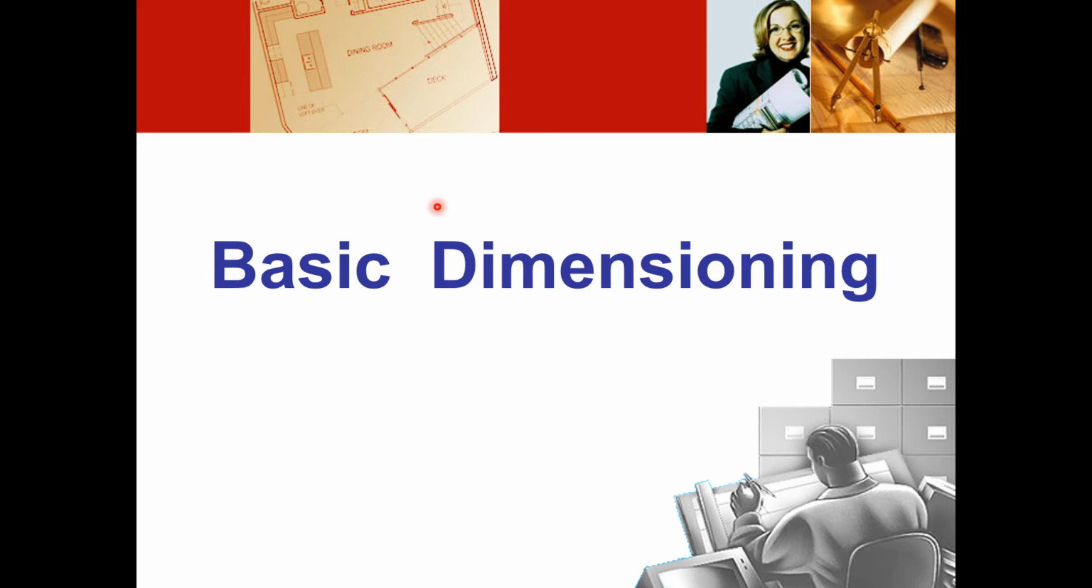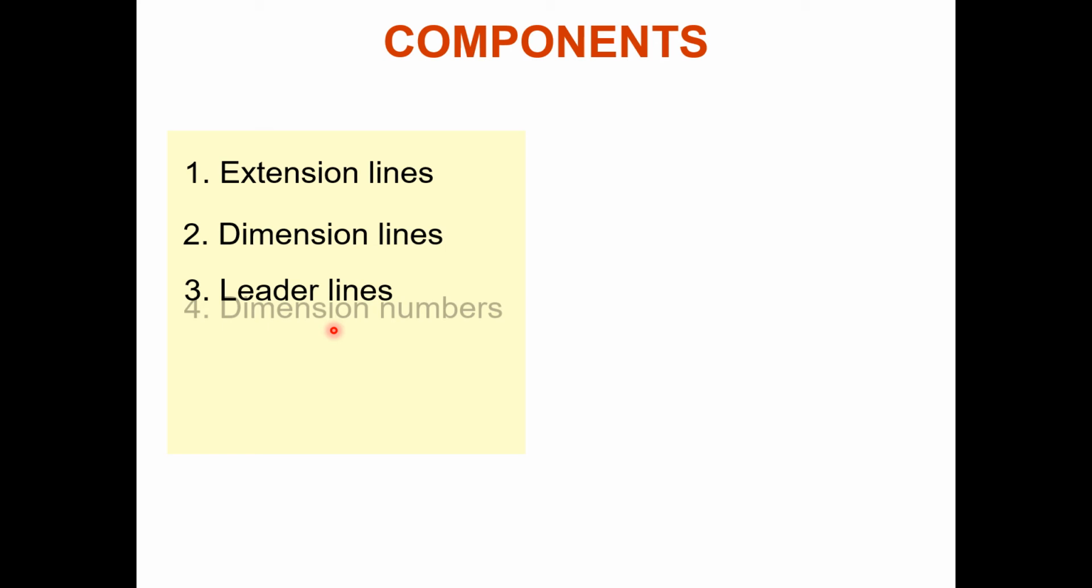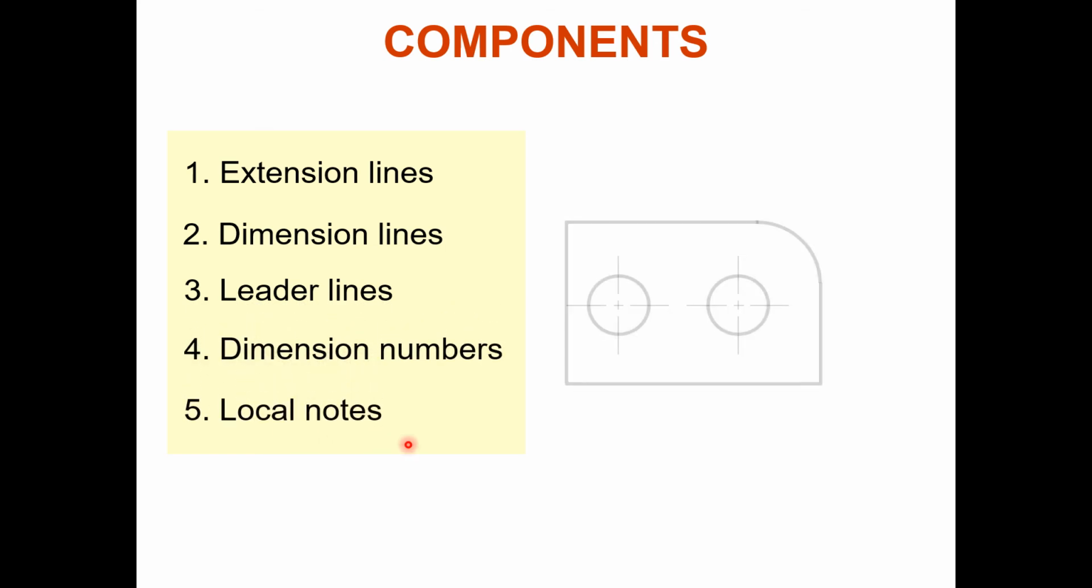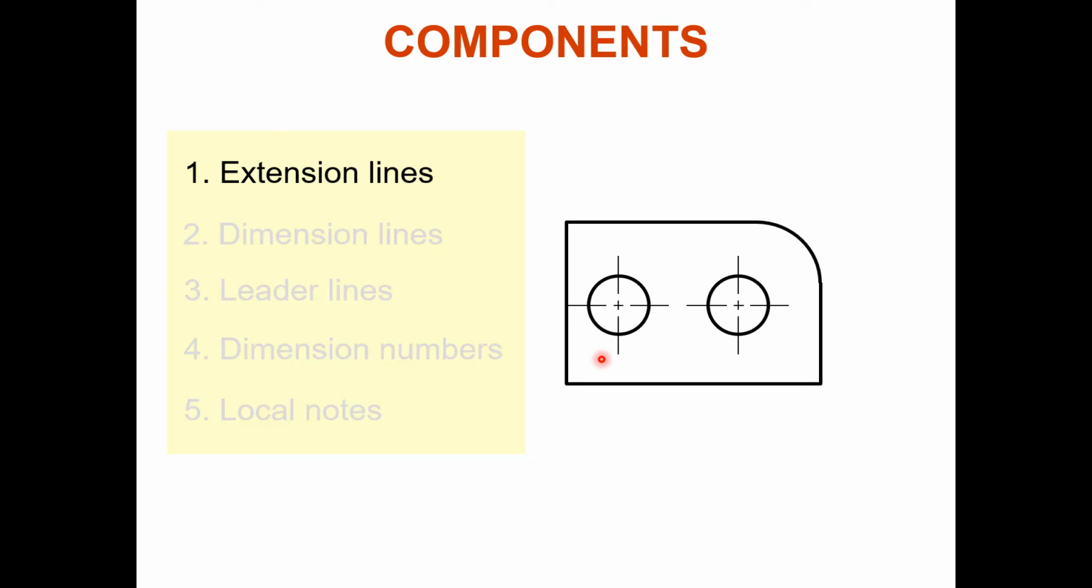Now basic dimensioning: extension line, dimension line, leader lines, dimension numbers, local notes. That is what we have already discussed briefly. Now I will discuss quickly. First of all, extension line. The lines you extend for writing of dimension, this is called extension line.